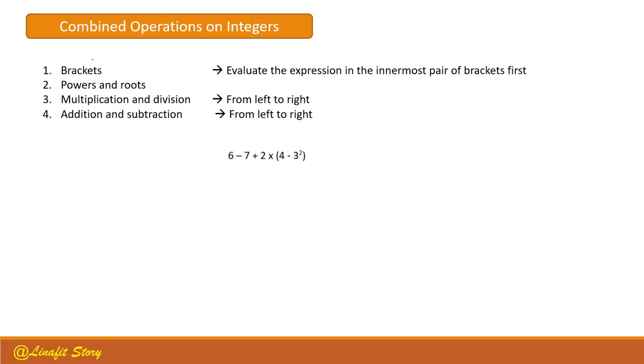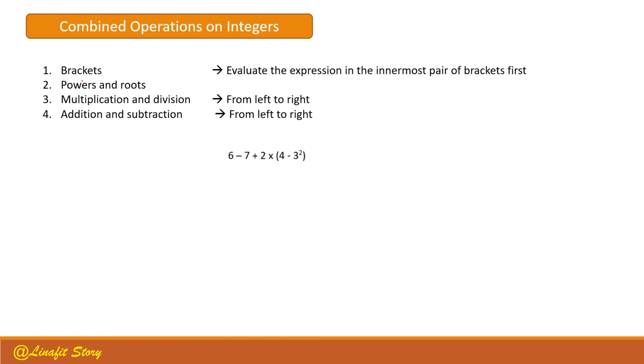Combined operations on integers. First, solve the brackets. Evaluate expressions in brackets first. If there are more than one pair of brackets, evaluate the expression in the innermost pair of brackets first. Then, evaluate the powers and roots. Next, multiply and divide from the left to the right. And the last one, add and subtract from the left to the right.